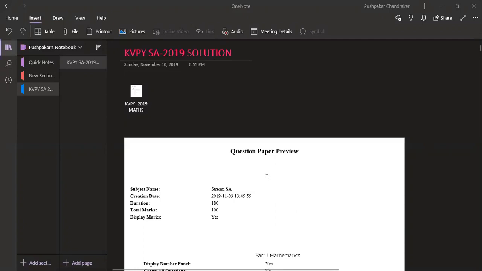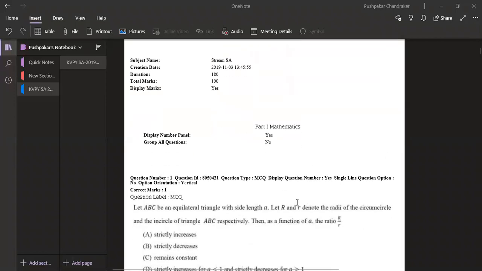Hello students, so today we'll discuss the solution of KVPY SA paper 2019. So here is part 1, mathematics 1 mark questions.